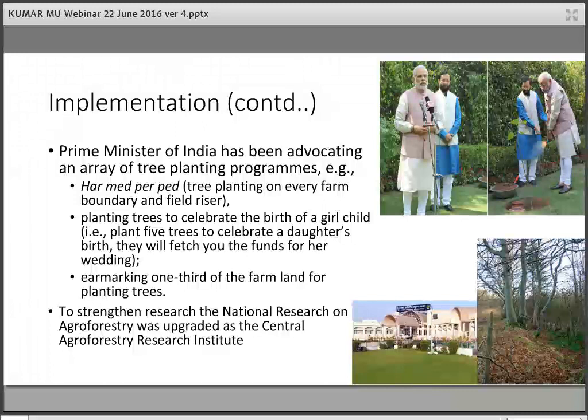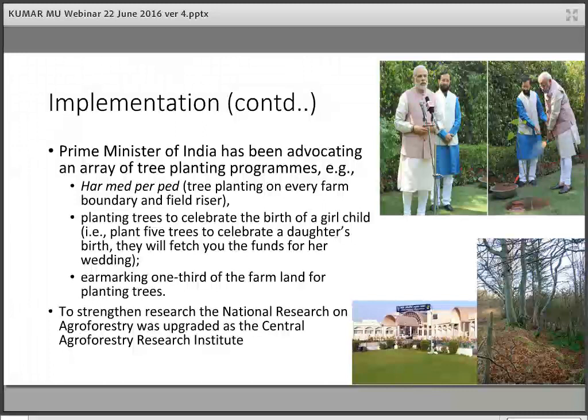Actually, there has been a plan on the part of the government of India to double farm income by the year 2022. And the planting of trees has been suggested as one of those mechanisms by which this goal can be achieved.